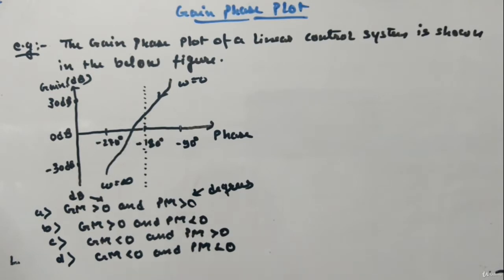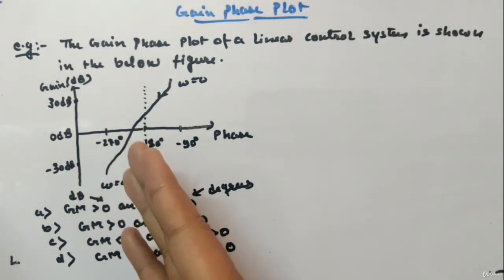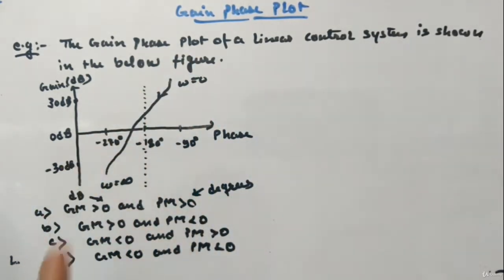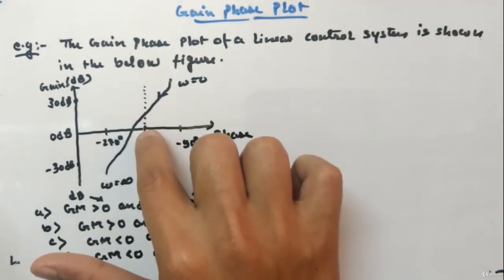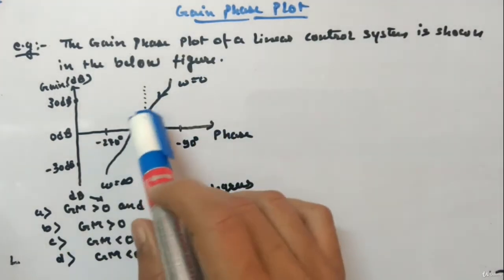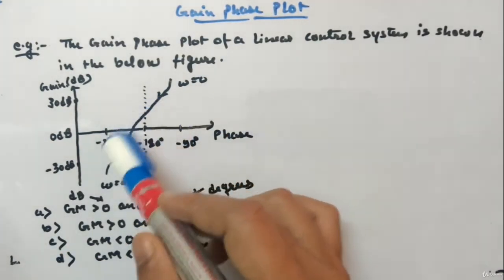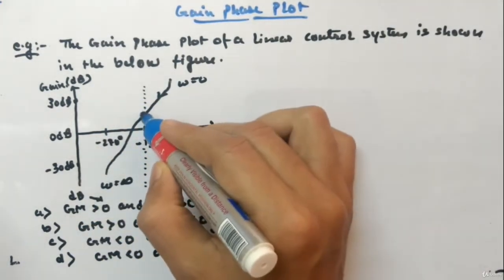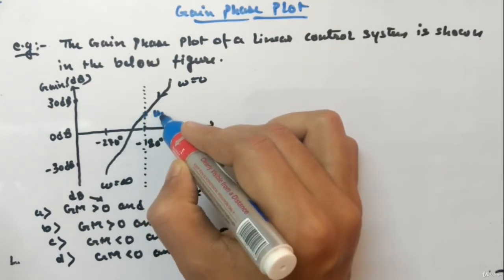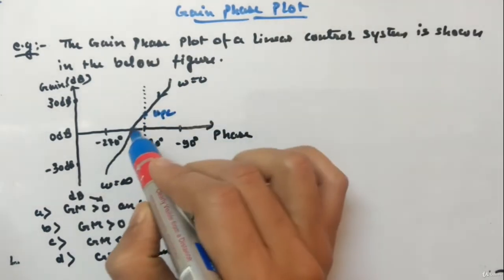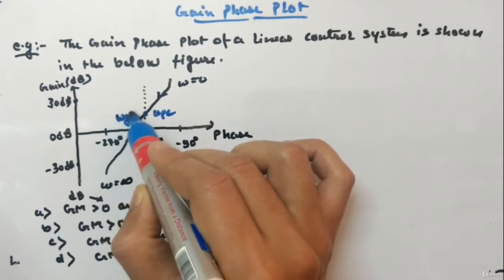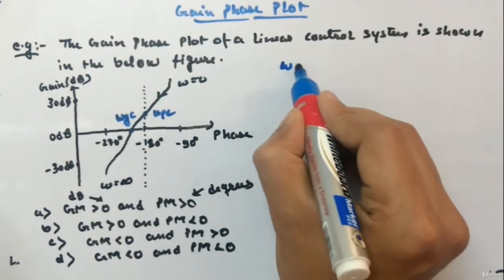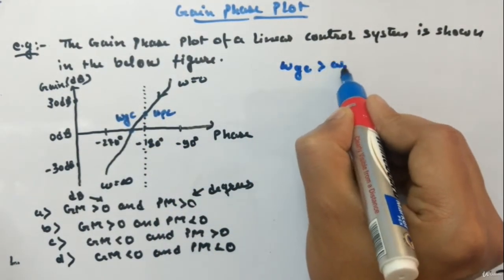Okay. So if you have seen the gain phase plot video of mine, then you can see the curve is crossing from here above the minus 180 degree point. You can see the curve is crossing. So here, if you will see, this point will be omega PC and this point will be omega GC. Why? Because it is cutting 0 dB here, and it is cutting minus 180 degree here. So you can say omega GC is greater than omega PC.